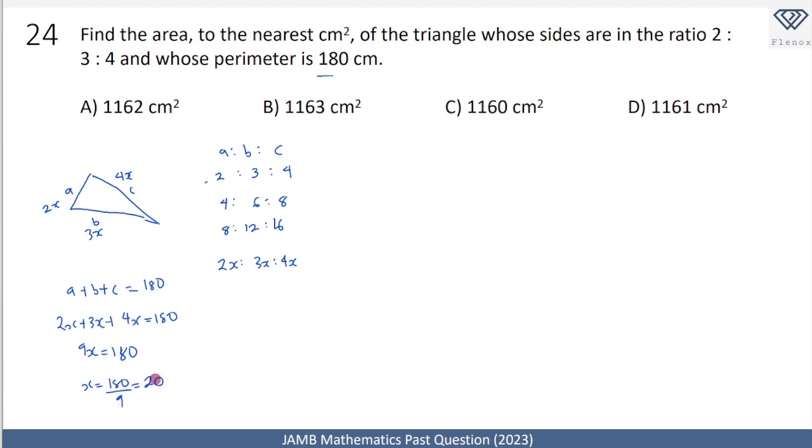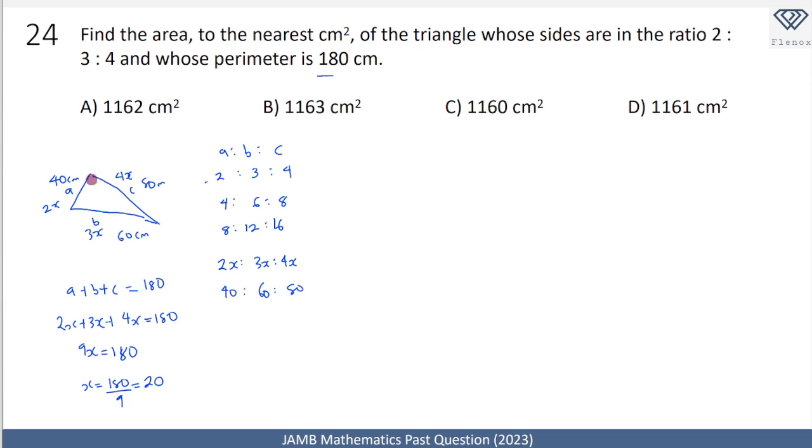So the actual length of the triangle is going to be 2 times 20, which is 40. The second length is 3 times 20, 60, and the last one is 4 times 20, 80. So the actual lengths of the sides are 40 centimeter, 60 centimeter and 80 centimeter. But the question is not asking us to calculate the length. Instead, we are told to find the area.